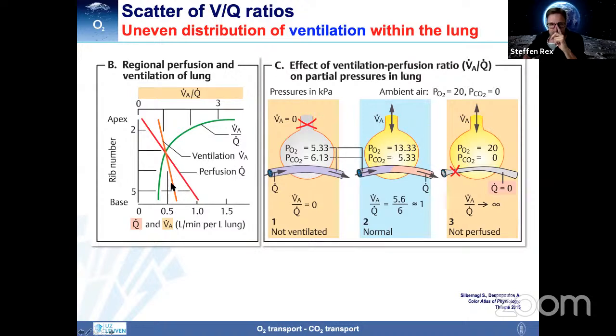And this results, depending upon the position of the lung, in a VA/Q scatter. So again, the two extremes: the apex of the lung, where you would have a little bit of ventilation, but nearly no perfusion because the blood accumulates at the base of the lung. This would be the normal situation. And at the base of the lung you have a lot of blood and much less ventilation, so shunt. So this is a VA/Q scatter.